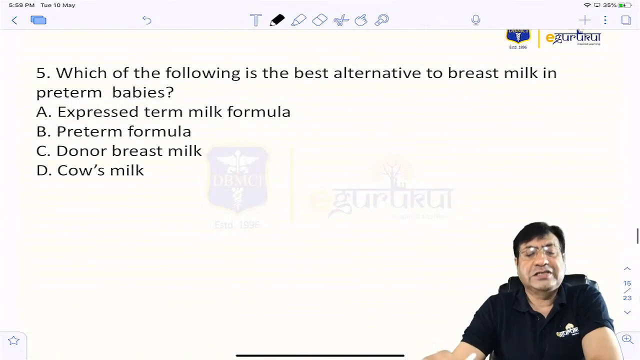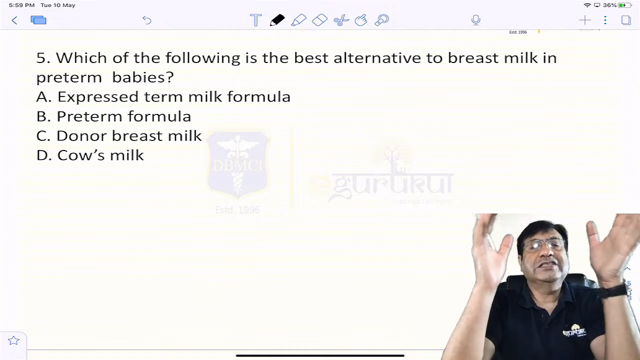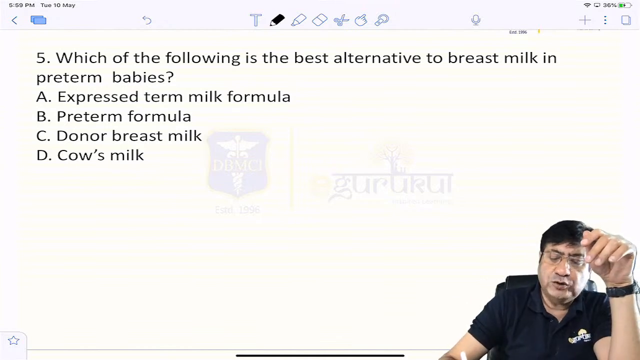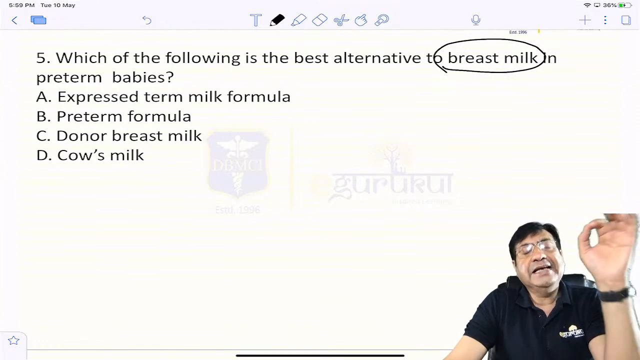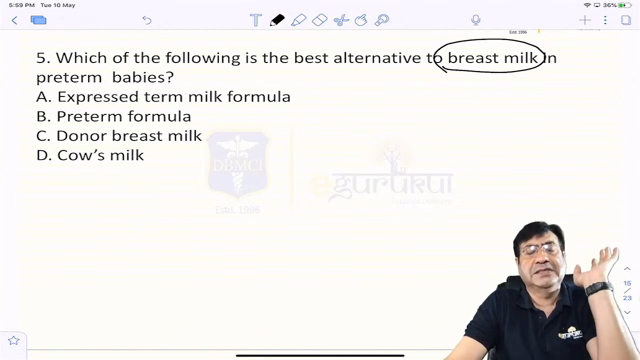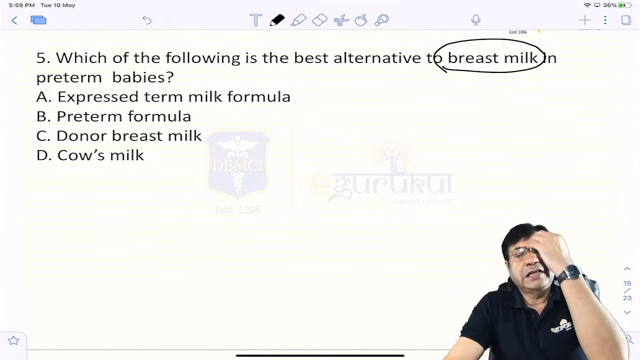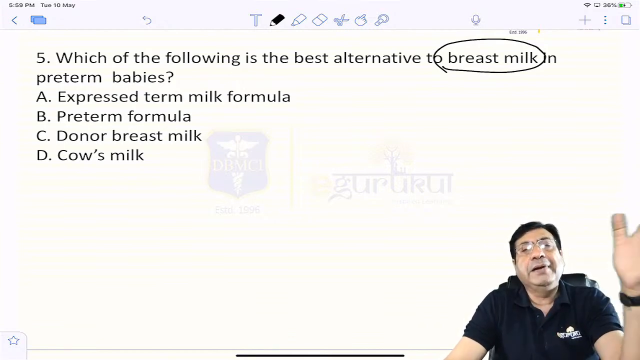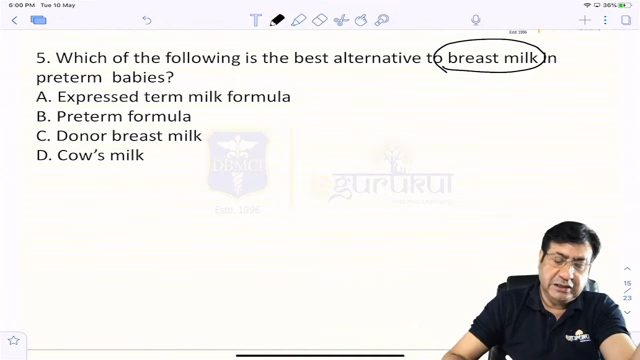Coming to the next question, which is question number 5. The question was on preterm milk. Now, the question was, which of the following is the best alternative to breast milk in preterm babies? See, there is actually speaking no alternative to breast milk, to be very frank. Breast milk is always the best recommended milk for all newborn babies, especially for preterm babies. But the point is, suppose a mother is not able to give her breast milk to a baby, then what should be the other available alternative? According to me, the other available alternative to a breast milk should always be another form of breast milk, which is a donor breast milk.